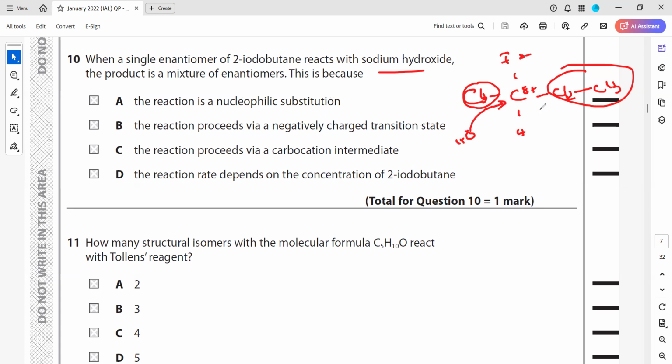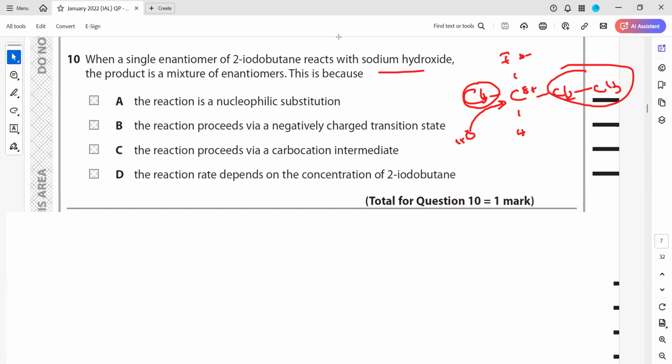When we have an SN reaction, it can be SN1 or SN2. So how can it proceed? If it was SN1, there would be a carbocation. If it was SN2, bond breaking and bond forming take place at the same time. Here this will be hydrogen, this will be hydrogen, this is CH3, this is the halogen, and this is the attacking nucleophile. So in SN2, the intermediate will have a negative charge.